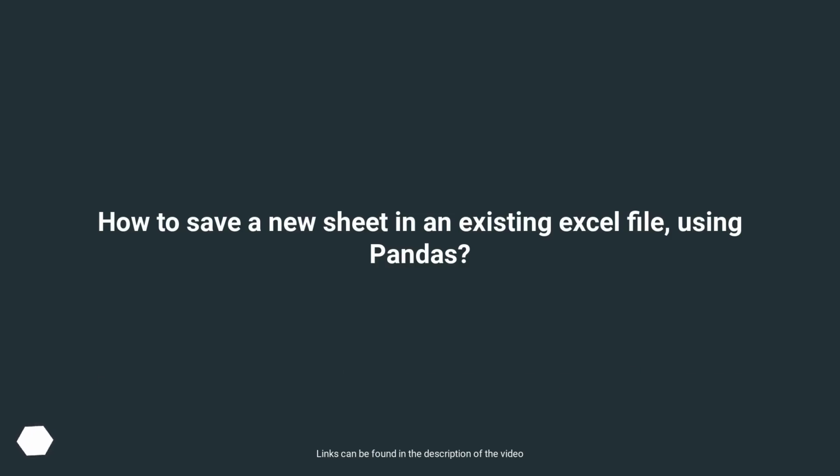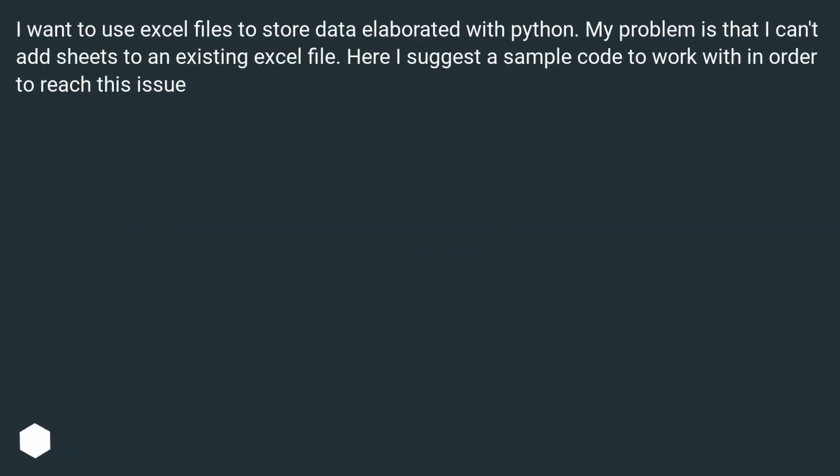How to save a new sheet in an existing Excel file, using Pandas? I want to use Excel files to store data elaborated with Python. My problem is that I can't add sheets to an existing Excel file. Here I suggest a sample code to work with in order to reach this issue.